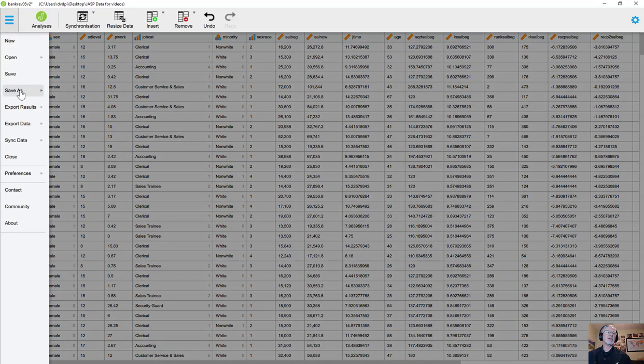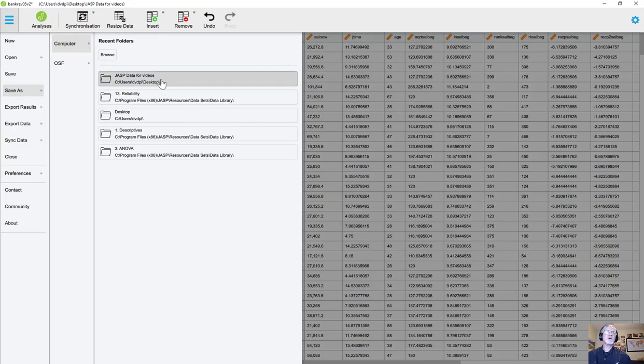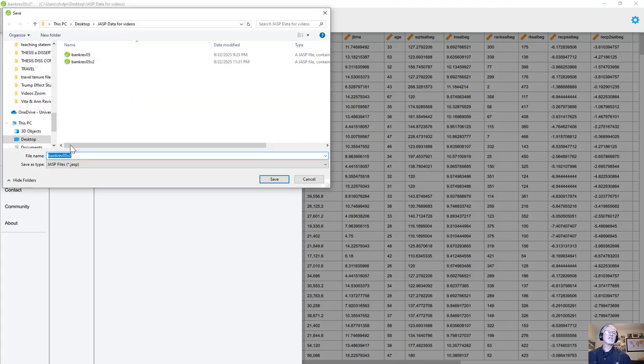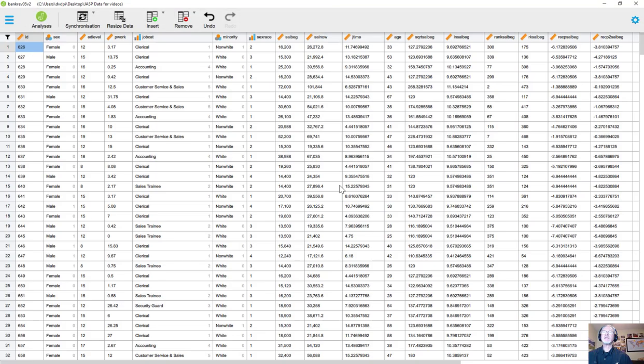Now I'm going to go ahead and save as on my computer and save this as version 2 and replace it. And so now this JASP data set exists in the system and it's ready for our next rendezvous. We'll see you in the next lesson.